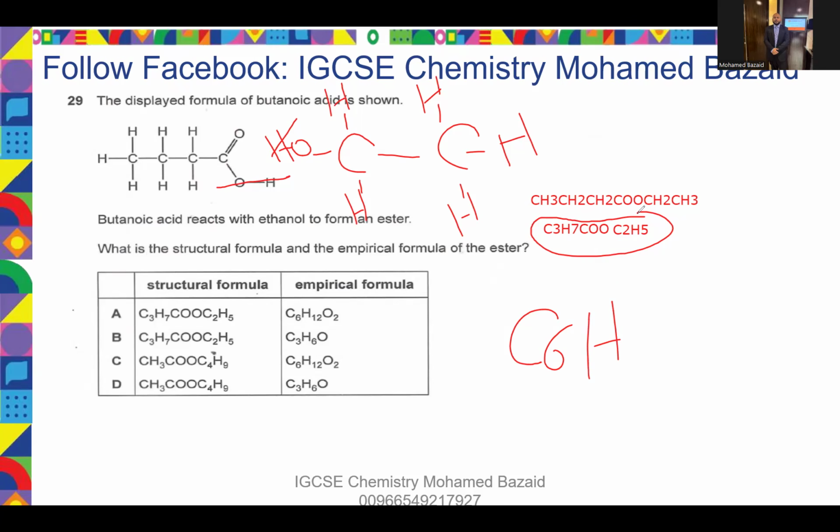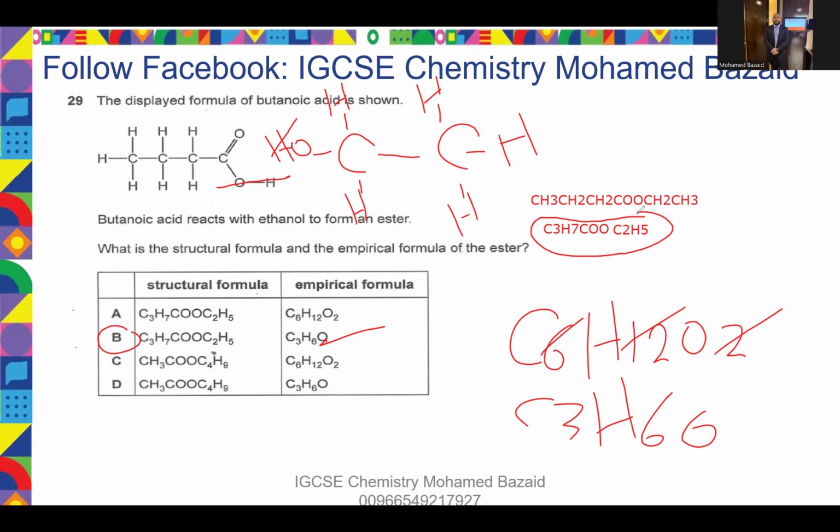How many hydrogen do you have? So it is H7 and H5, H12, and O2. If you simplify, how do you simplify? Divide all of these numbers by 2. It will be C3H6O, which is in letter B.